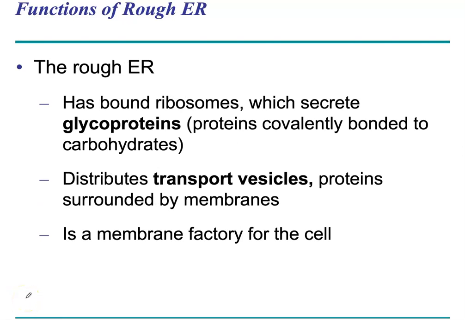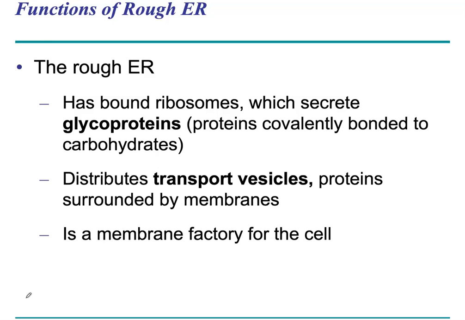One of the most important tasks of the rough ER is to produce proteins. They secrete glycoproteins that are required for the system. Glyco comes from the word carbohydrates, and proteins from the word proteins, so these are proteins covalently bonded to carbohydrates. These glycoproteins have multiple functions in the body. One of the things we looked at was that on top of the cell, they also act as receptor proteins. They allow the body to identify different types of cells.